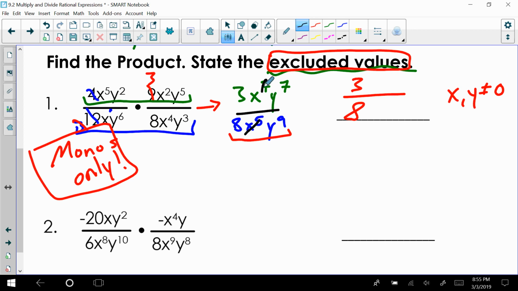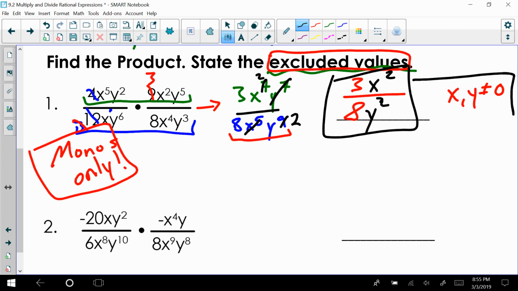All 5 of these go with 5 of those, making it a 2. All 7 of those come down here, cancel that to make this a 2. Well, what's left? I have x squared up top and y squared on the bottom. Quick little check here. Does anything cancel up and down? Nope. And I have my excluded values on the end there.